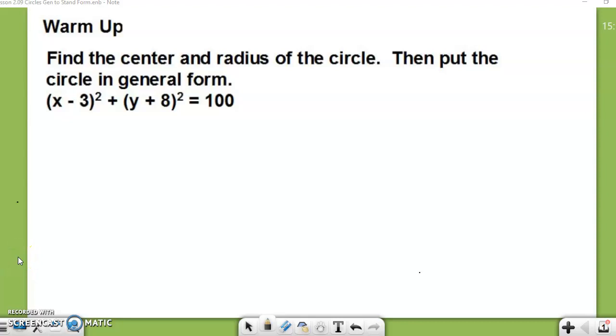Hi guys, and welcome to our lesson today on converting from general form of a circle equation to standard form. So first of all, let's take care of our normal. We're going to find the center and the radius of the circle, then we're going to put it in general form. So this equation right here is already in standard form.